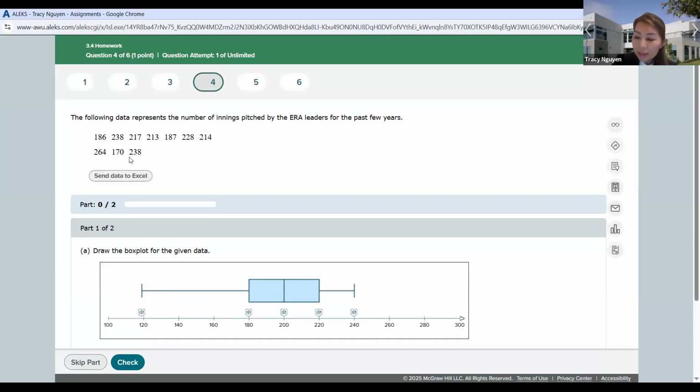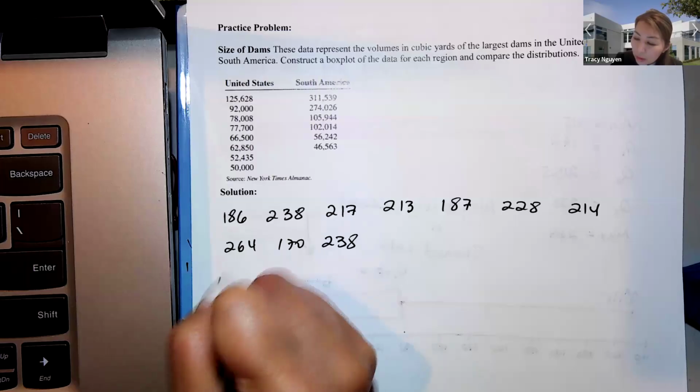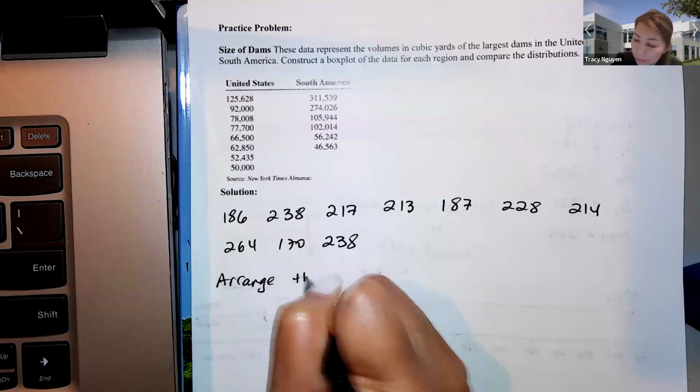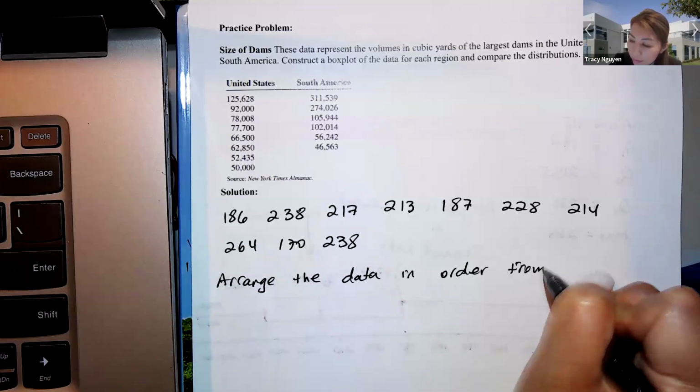We have 186, 238, 217, 213, 187, 228, 214, 264, 170, and 238. So what I'm going to do is go back to my other camera to project what we have in the data so we can work on this together. We're going to arrange the data in order from lowest to highest.